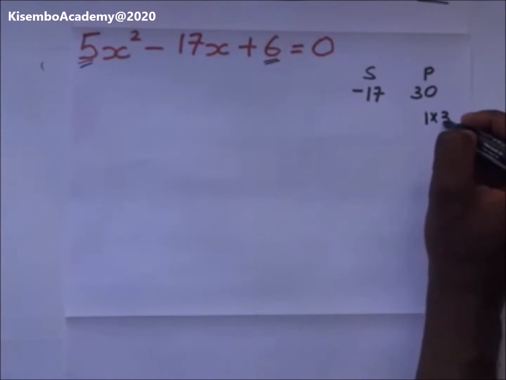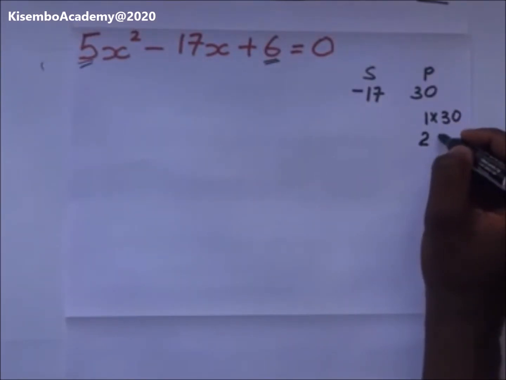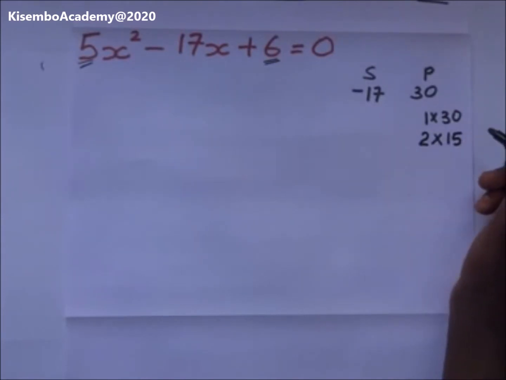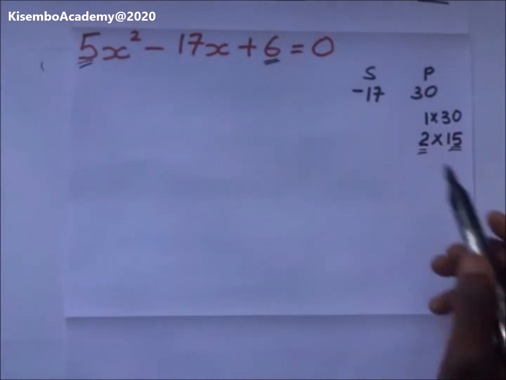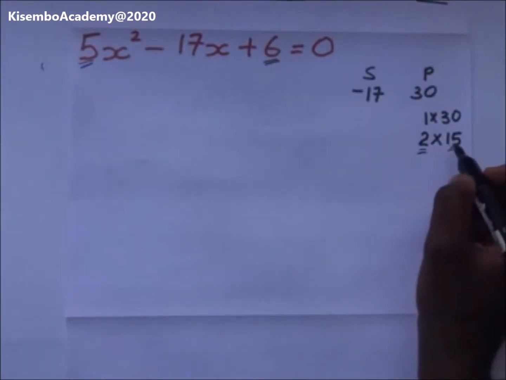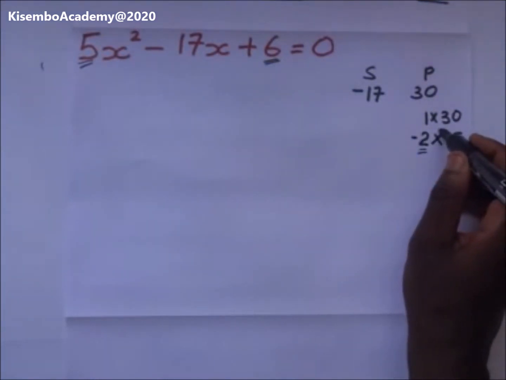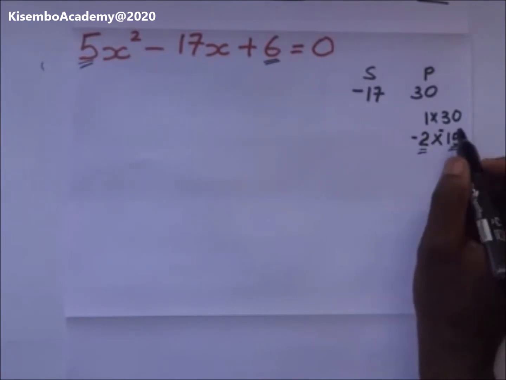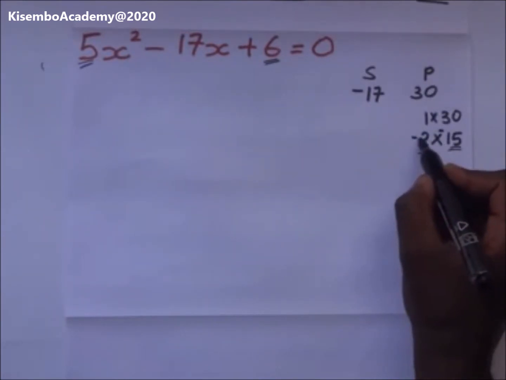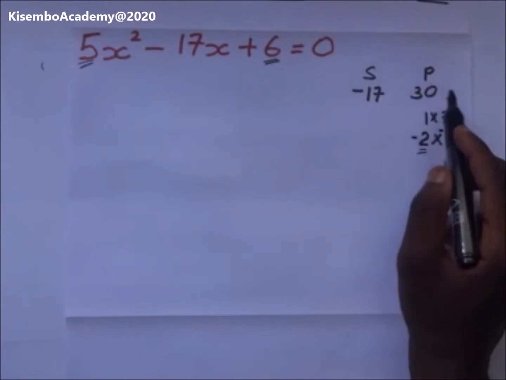1 times 30 is a factor of 30. We have 2 times 15. Now, if you look at these numbers 2 and 15, we can manipulate them to suit this condition. If I made this 2 negative and this 15 also negative, negative 2 times negative 15 will give us a positive 30, because we know that when you multiply a negative by a negative, you get a positive. So negative 2 times negative 15 will give us positive 30.